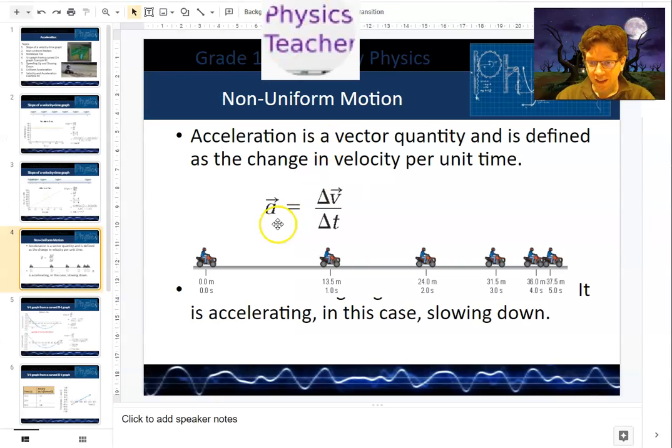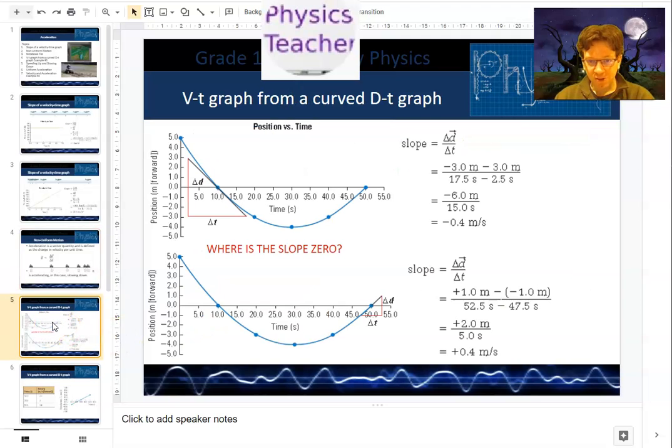All right. Now in this case, this motor vehicle, it's getting closer and closer and closer. So it's covering less distance for each successive time interval. So in this case, it's slowing down. So what would a position time graph look like? Well, a position time graph would be a curve. Right? If you have an acceleration, your position time graph is curved.